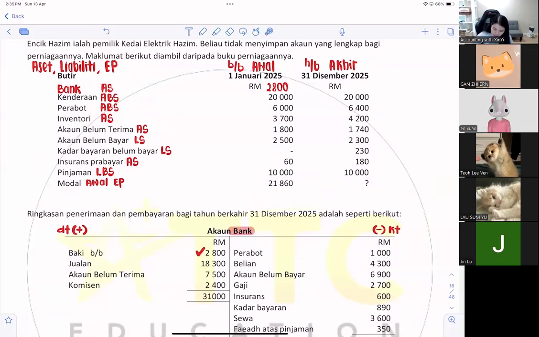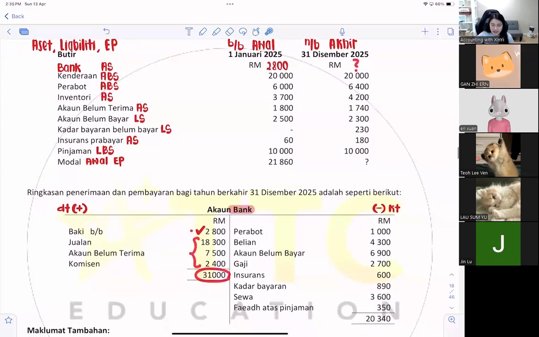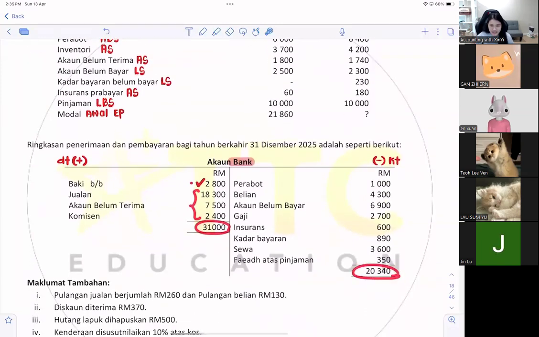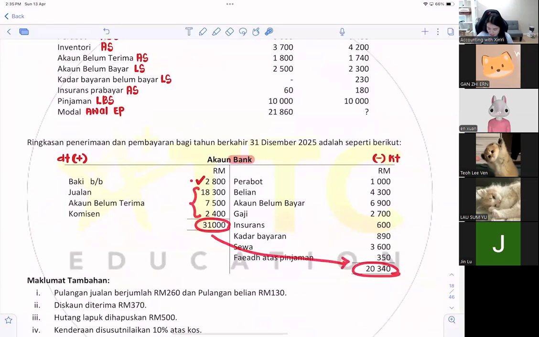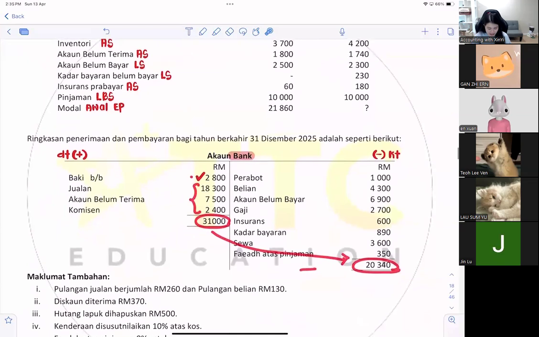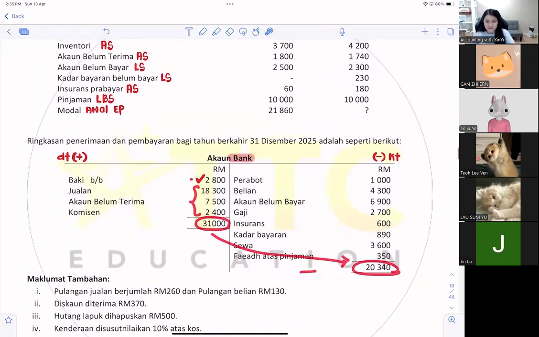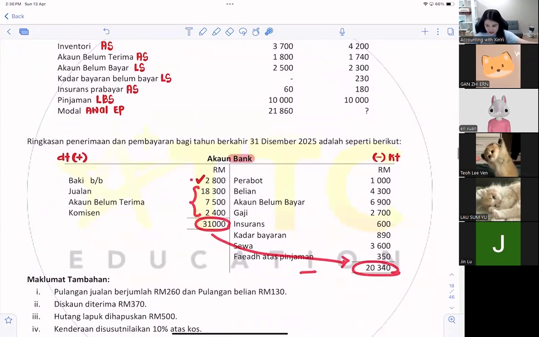Okay, then now the only thing missing is baki RQ. So think about it. I have 2,008. Then we received this much. So the left side is 31,000 now. Can you all tell me, after spending 20,340 away, what is left of your bank? Anyone can tell me the answer? Yes, Zian and Steven, correct.